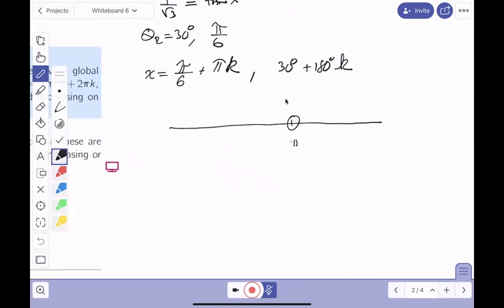Pi over 6. What's pi over 6? 30 degrees. What's the next one going to be? 210 degrees, right? Now, what's that going to be? Well, I'm going to write this a little differently. I'm going to write it as 6 pi over 6. So this is going to be 7 pi over 6.